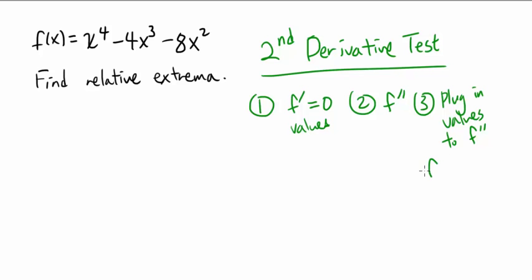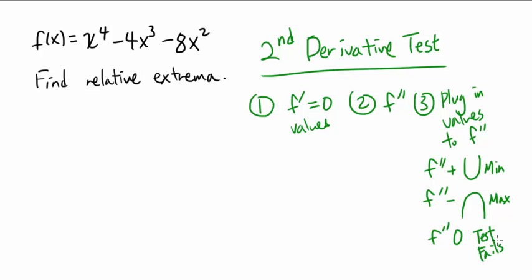If f double prime is positive, that means the graph goes like this and you have a relative minimum. If f double prime is negative, that means the graph goes like this and you have a maximum. If f double prime is 0, the test fails and you have to use the first derivative test in this case. Let's try out an example shown right here.